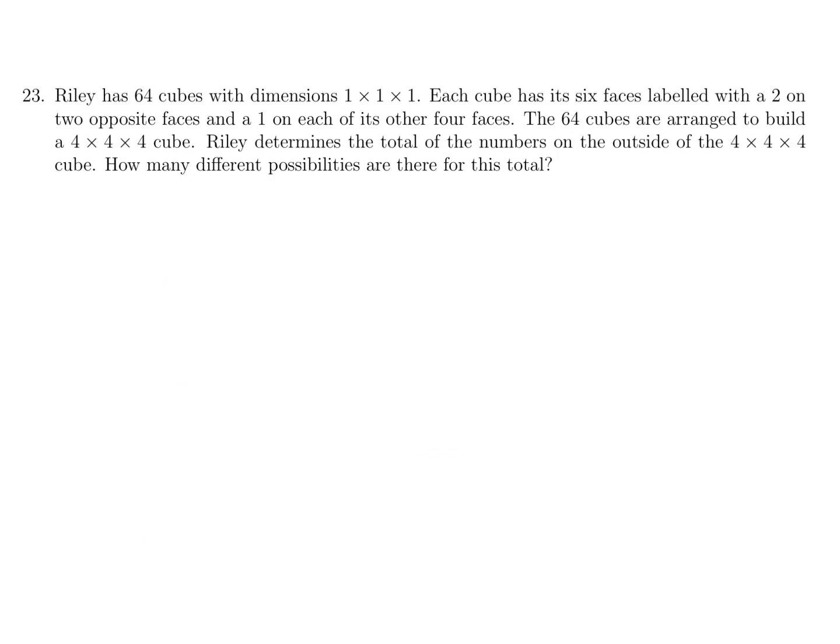Riley has 64 cubes with dimensions 1 times 1 times 1. Each cube has its 6 faces labeled with a 2 on 2 opposite faces and 1 on each of its other 4 faces. The 64 cubes are arranged to build a 4 by 4 by 4 cube. Riley determines the total number of the faces on the outside of the cube. How many different possibilities are there for this total?